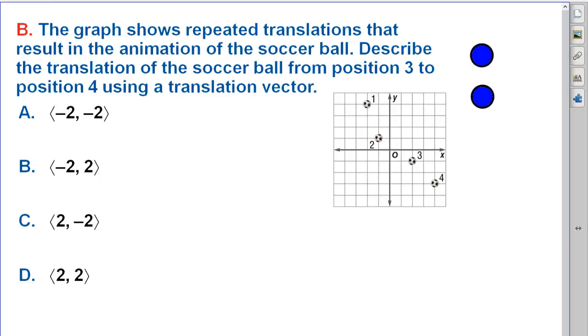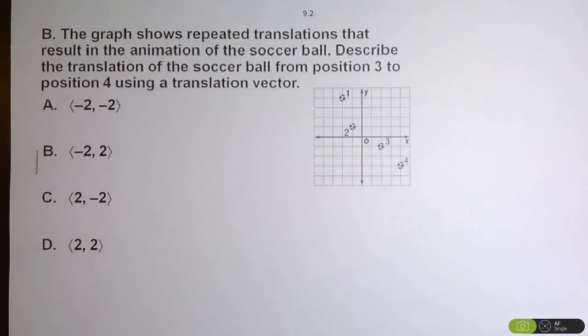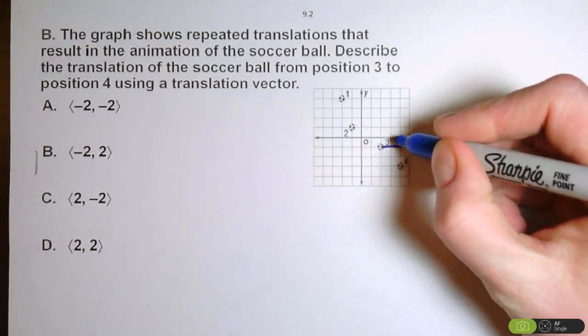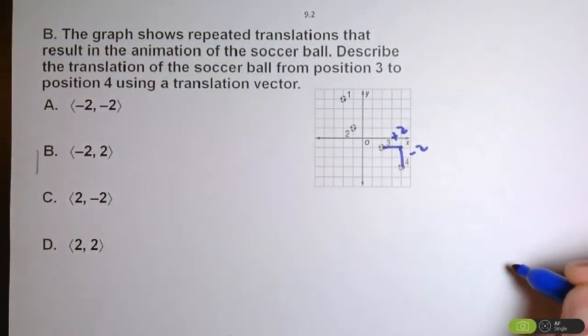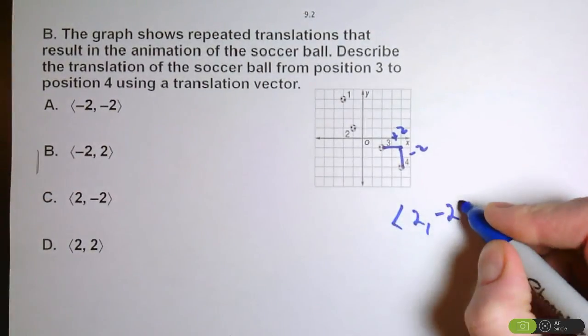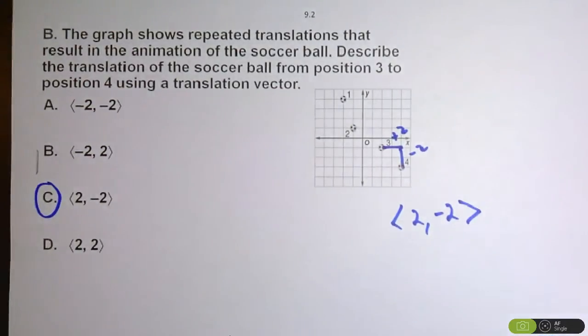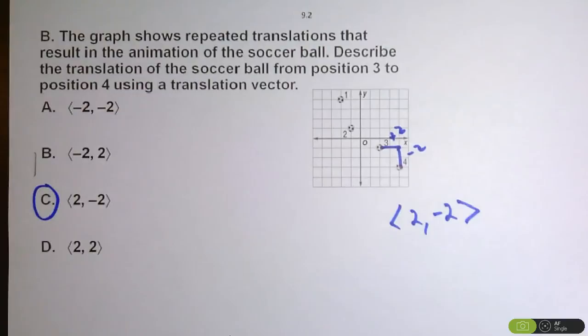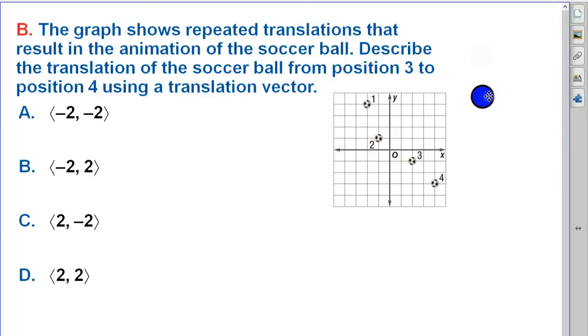Okay, and then last example. From 9.2, the graph shows repeated translations that result in the same thing. Now they want to do 3 to 4, but using a vector this time, instead of the coordinate notation. So 3 to 4, drawing wise, again, just sketch it out. We went right 2, down 2. So our vector for that is positive 2, negative 2, which is C. Okay, so that's section 9.2.